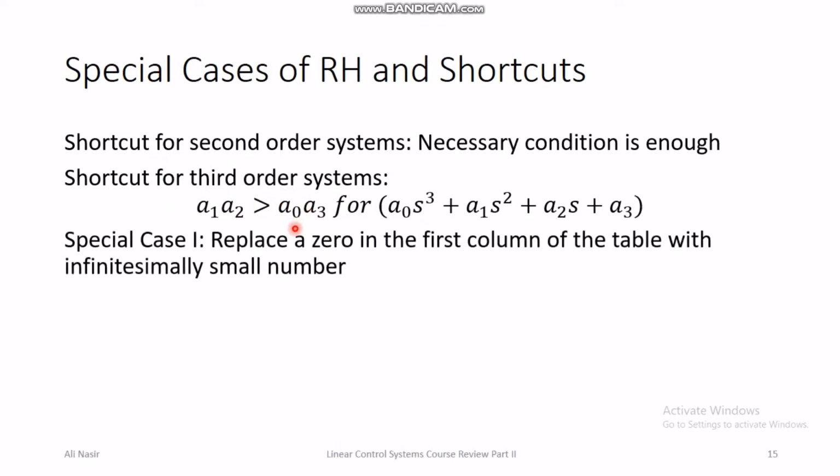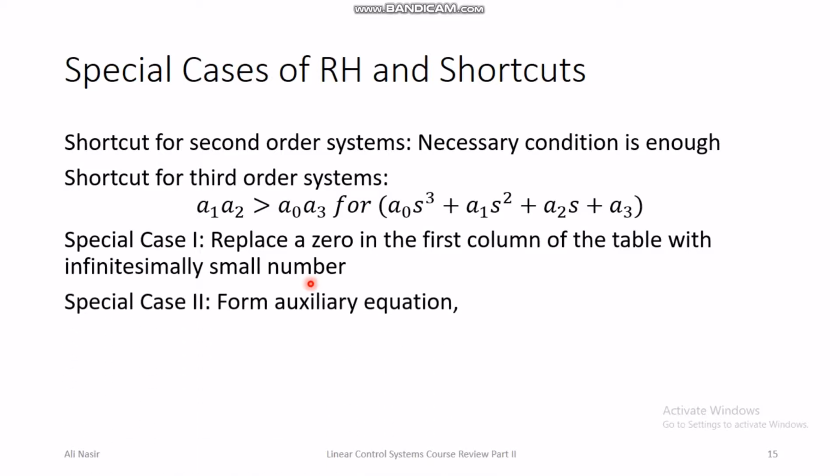Then there is a special case that we have encountered in the previous example, that if there is a 0 in the first column of the Routh-Hurwitz table, replace the 0 in the first column of the table with an infinitesimally small number, and you can choose the sign of the infinitesimally small number as you want, positive or negative. Note that you can go back to the previous example and see for yourself that if we had chosen epsilon to be a small negative number, the conclusion would still be that 4 poles are in the left half plane and 2 poles are in the right half plane.